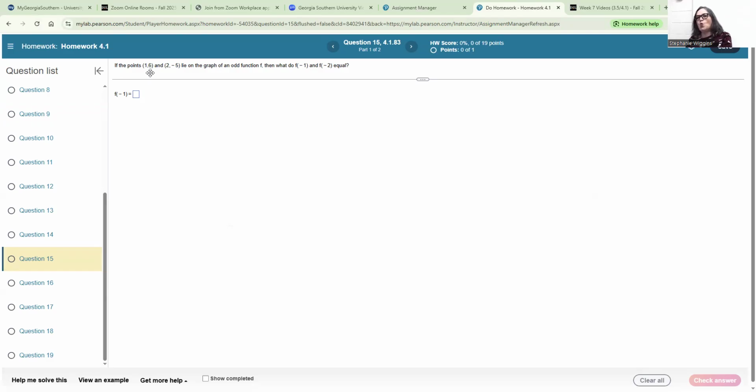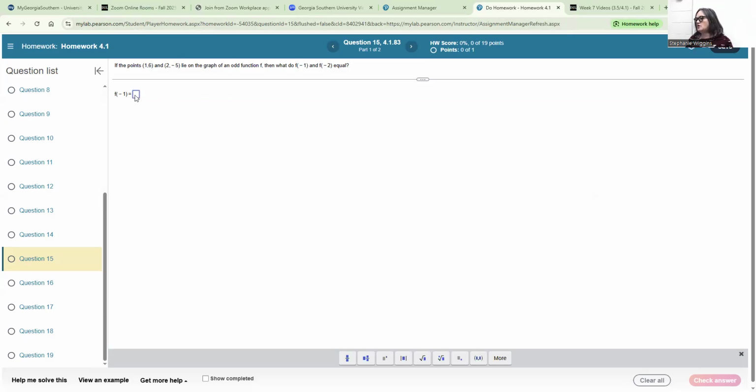We are told that the points (1, 6) and (2, -5) lie on the graph of an odd function f. So what that means is that since the function is odd, if you put in the opposite sign for your input, then you're going to get the opposite sign for your output. In other words, the opposite sign of 1, which is our input, is -1. So I'm going to get the opposite sign for my output, which is 6. So that would be -6. So that's what it means to be an odd function.